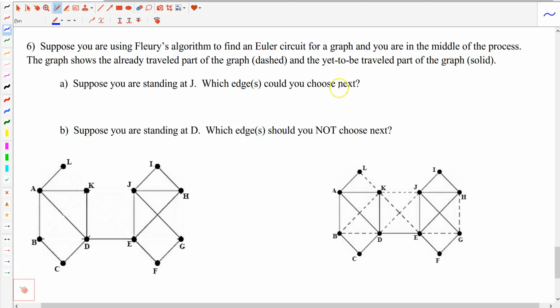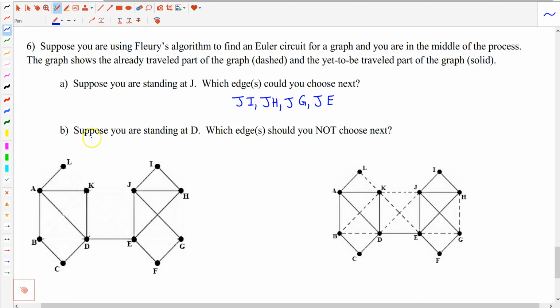So which edges could you choose next? You could choose JI, JH, JG, or JE. Oh, and that was the last one. The one that you couldn't pick was JK. That was indicated by the dashed line. That's already been traveled, so you can't grab that one anymore.